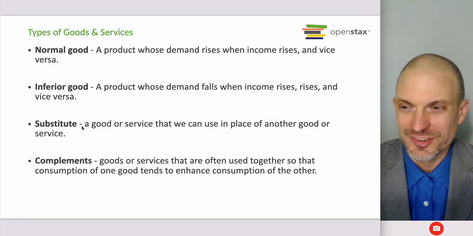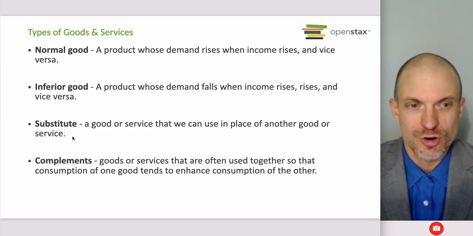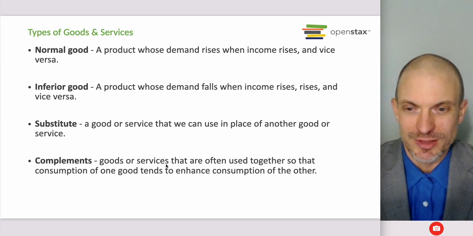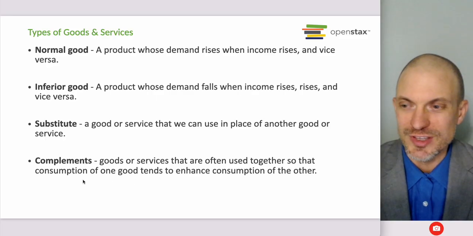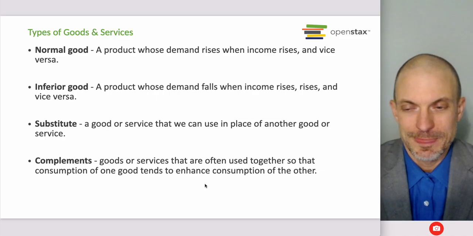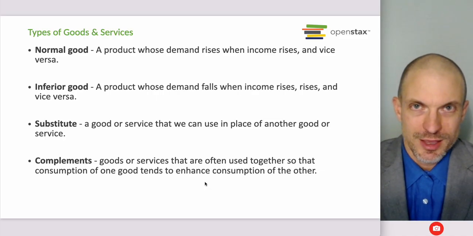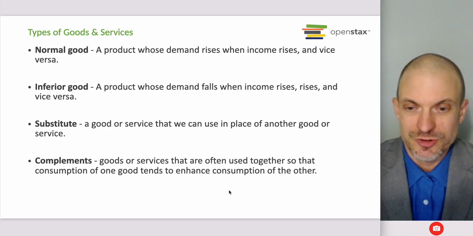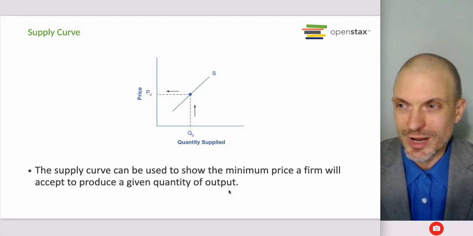All right, substitute. A good or service that can be used in place of another good or service. That was like Coke or Pepsi, like I said. And then complements. Goods or services that are often used together, so the consumption of one good enhances the consumption of another. I gave the example of ice cream and ice cream cones. You could think of pumpkin and pumpkin pie, or pumpkin and pie crust or something.